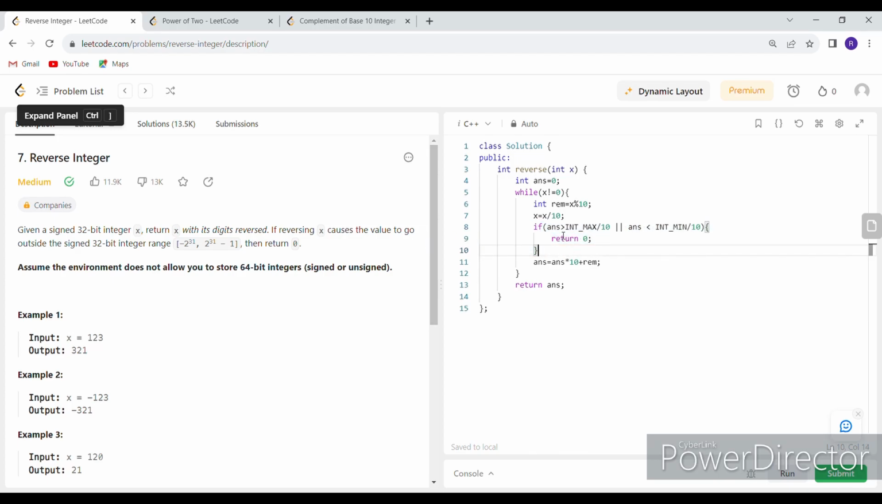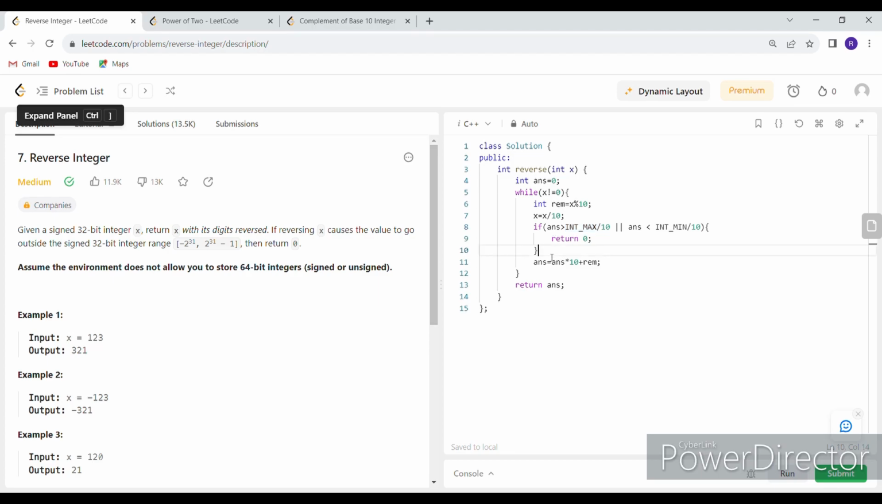Answer into 10, why we have not written, because answer into 10 would have to be again stored in a variable, which cannot be stored. And int max by 10 can be stored. So answer into 10 greater than int max, we can also write, when we divide both sides by 10, answer is greater than int max by 10. And the same goes with answer is less than int min by 10.